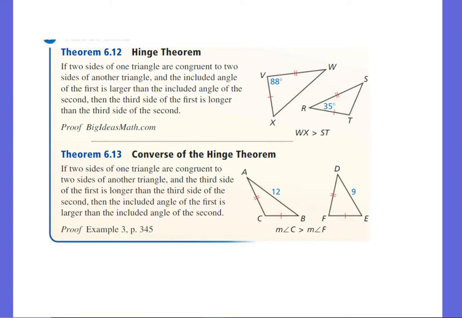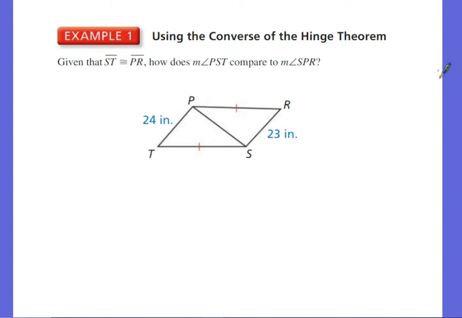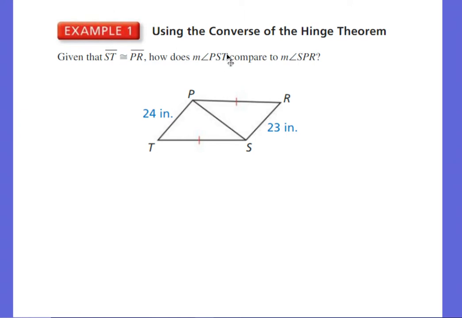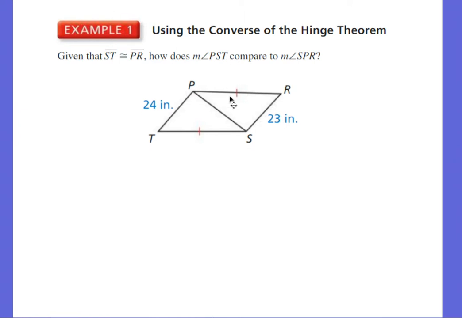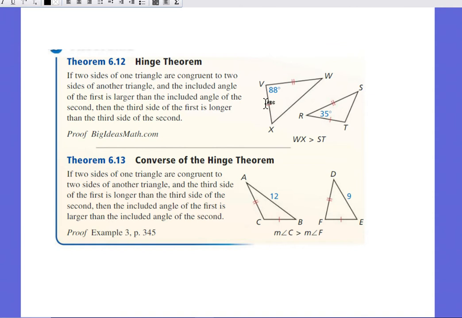All right, so let's use this in a little bit of proof action, I guess, more or less. So it says, using the converse of the Hinge theorem, given that ST is congruent to PR, how does the measure of angle PST compare to the measure of angle SPR? Well, we first and foremost want to put ourselves in the position to use the Hinge theorem. So I want to make sure that we talk about that first. So the position is getting these two pairs of congruent sides.